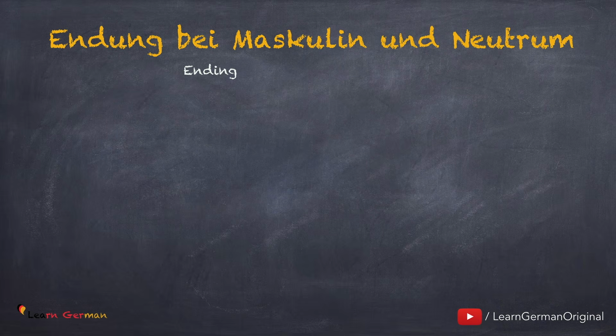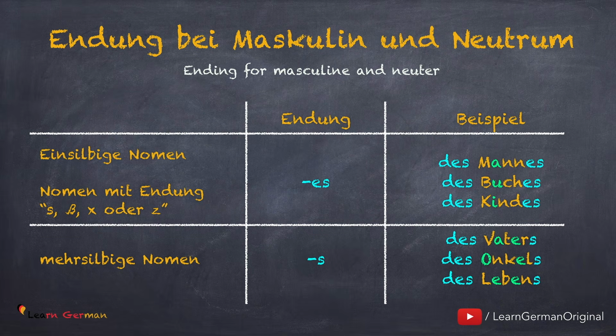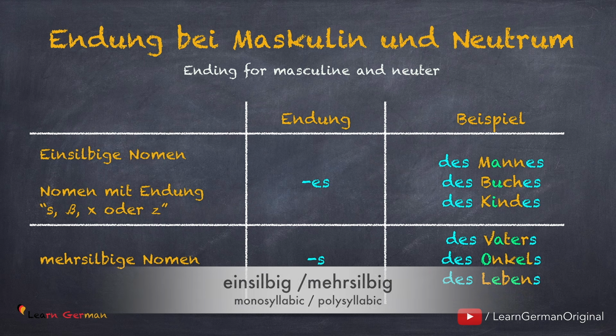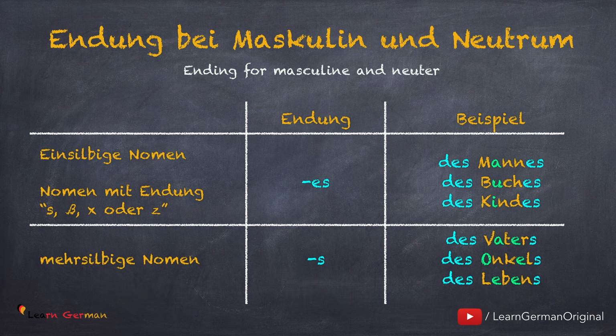Now let's see what defines the endings. Endung bei maskulin und neutrum. As mentioned in the previous table, some nouns get the ending es and some just get an s. This depends on two things. The first one, if your noun is einsilbig, for example, Mann or Buch, then the noun will take an es at the end. Des Mannes, des Buches, des Kindes.